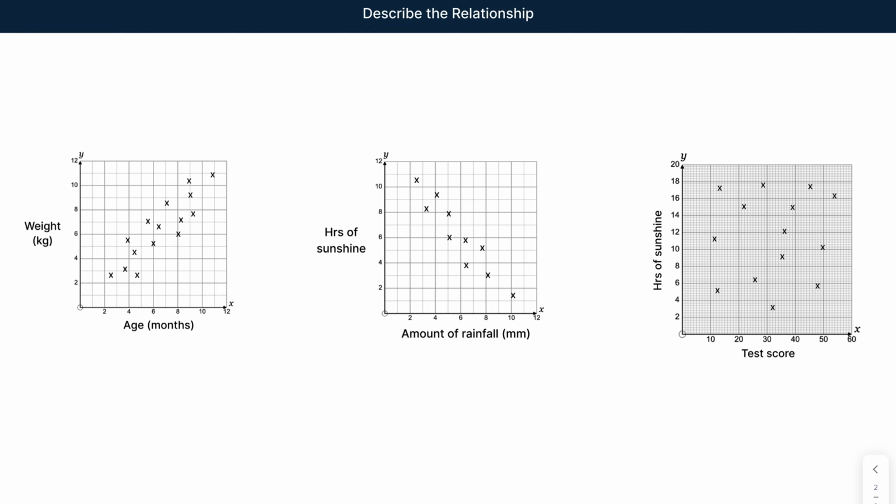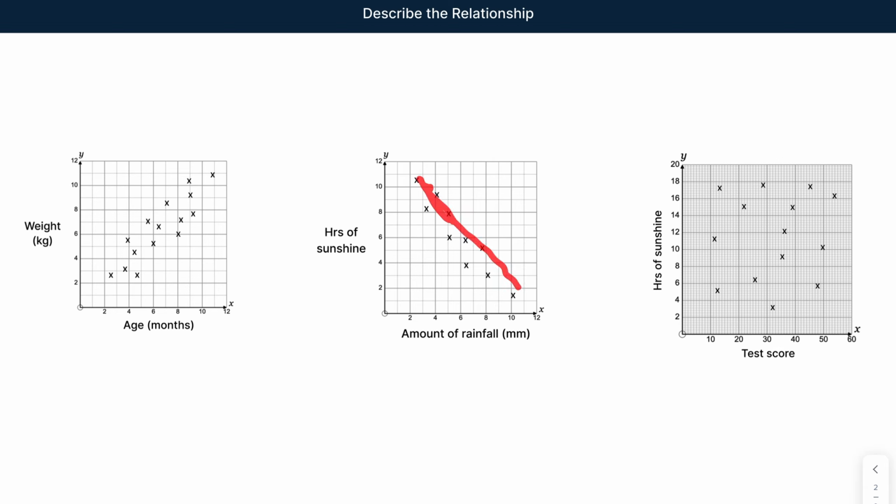We can have different types of relationships with graphs. This one here has a positive relationship. So they both increase together. As the age of the baby increases, the rate goes up. Now here, this is a negative correlation because as the hours of sunshine goes down, the rainfall goes up.